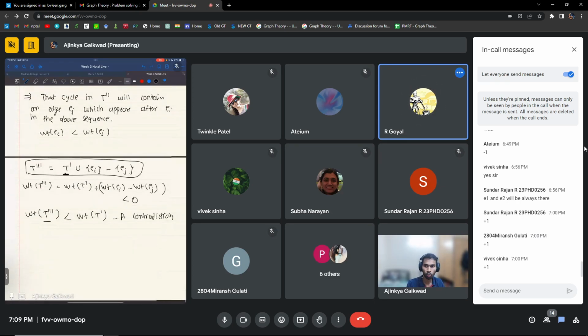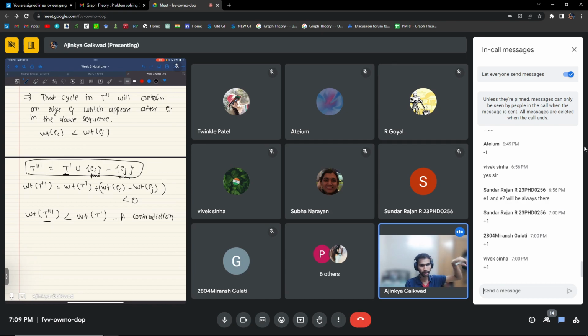In this new tree T prime, I added EI, which was there in Kruskal's algorithm but was not there in T prime. I added EI and I removed EJ, which was the edge with weight larger than EI, which was there in that cycle. And such an edge exists because Kruskal's algorithm chose EI to put it in the solution.